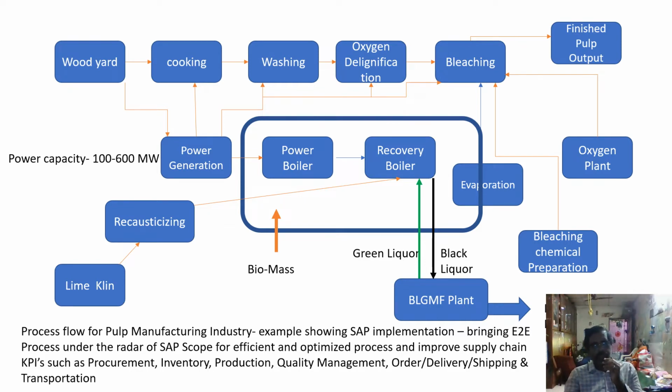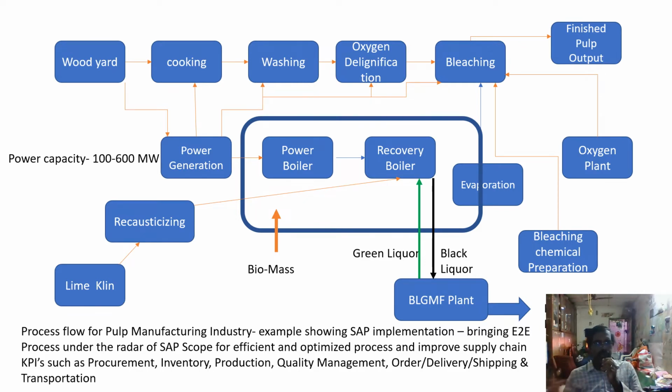And the reason for implementing SAP in the pulp industry is to improve process operations and avoid delays, improve efficiency and optimization, and thereby improve supply chain KPIs such as procurement, inventory, production, quality management, order delivery, shipping process, and transportation. Thereby the business will get to optimize the supply chain KPIs and avoid delays, right? And in turn the customer will be fully satisfied with timely delivery of the pulp output, and thereby the return on investment is good, and you are creating goodwill with your customer. So he will book subsequent orders and everything.